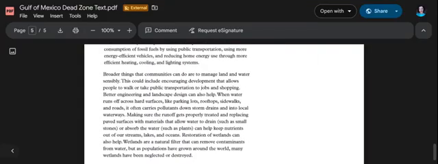Broader things that communities can do are to manage land and water sensibly. This could include encouraging development that allows people to walk or take public transportation to jobs and shopping. Better engineering and landscaping design can also help.